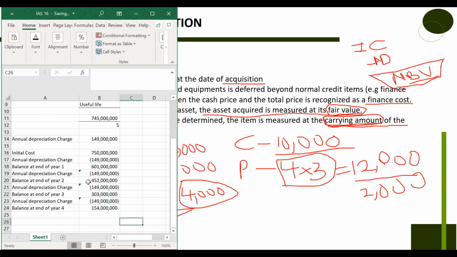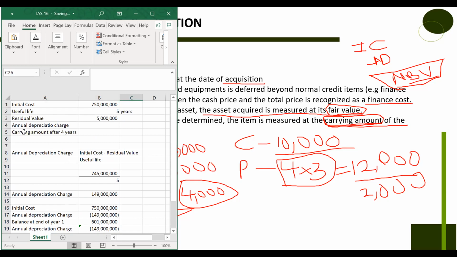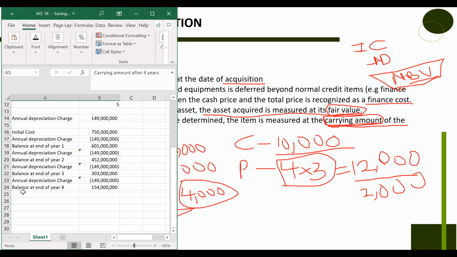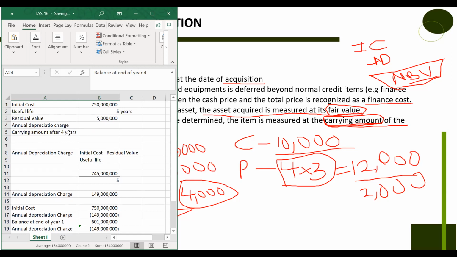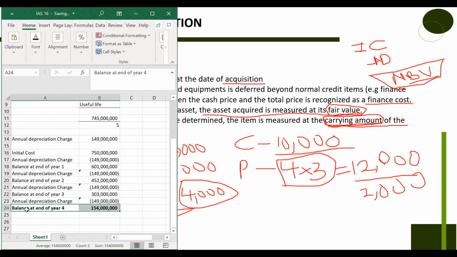154. So what is our question? You can see they said, calculate the carrying amount after year 4. At the end of year 4, we'll have what? 154,000, right? Which is the same thing as what? Balance at the beginning of year 5. They can ask you the question and say, what will be the carrying amount at the beginning of year 5? You should know that means the same thing as balance at the end of year 4.